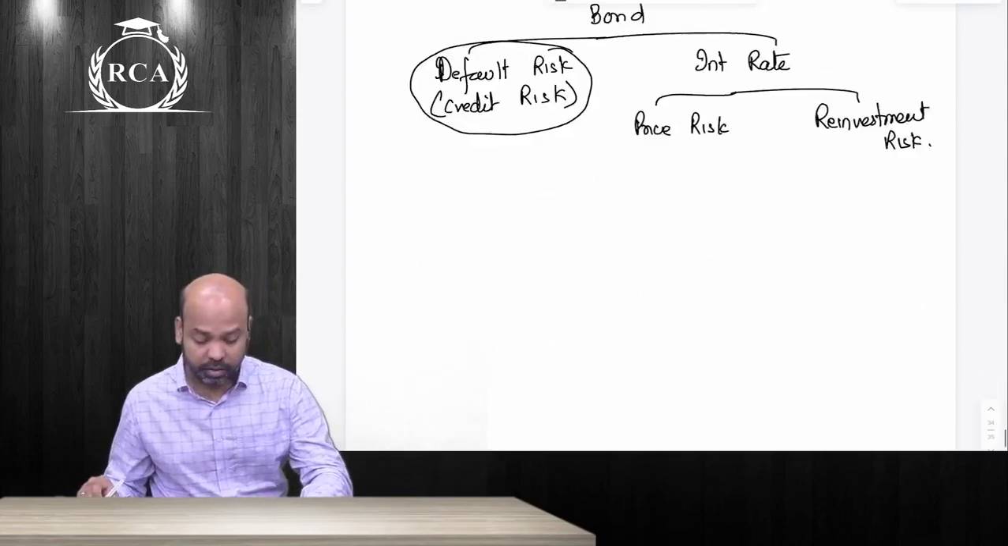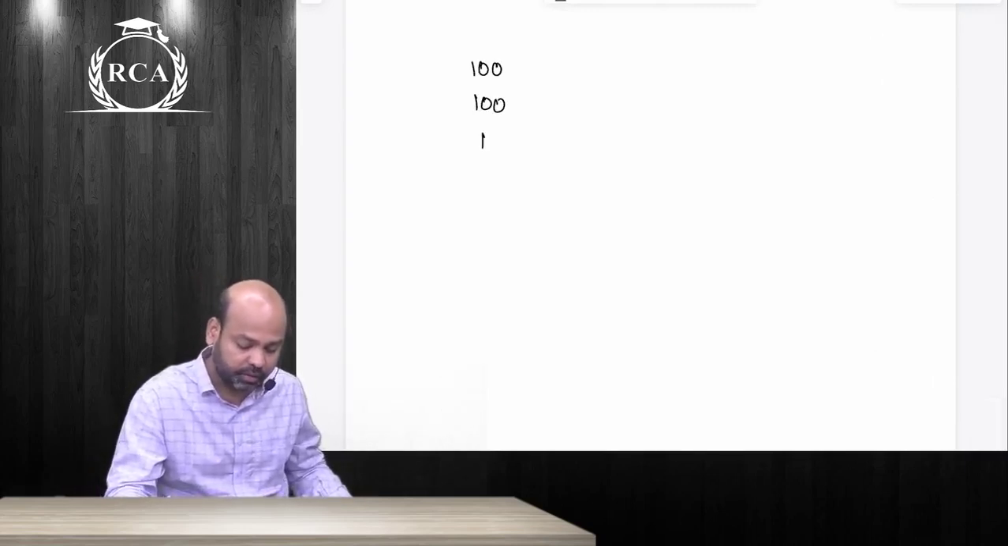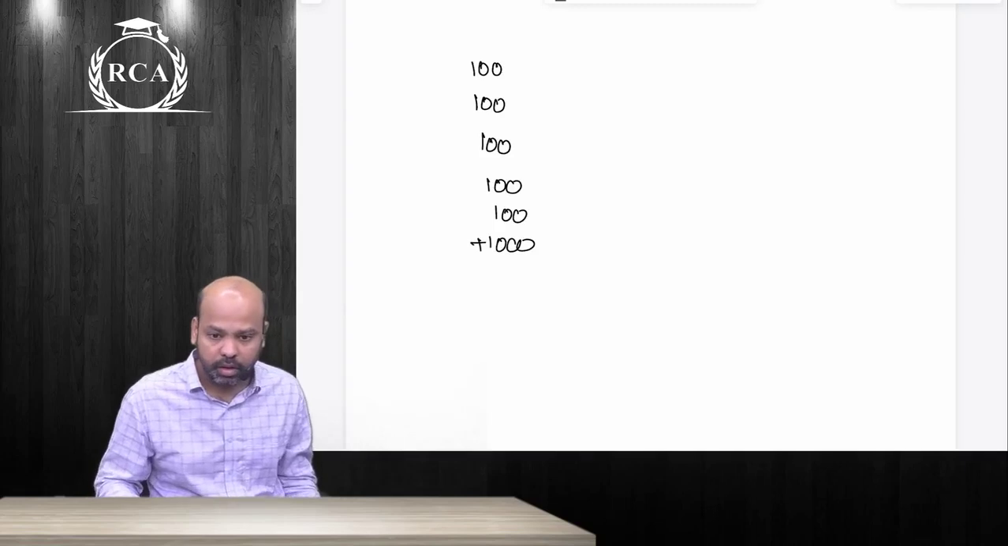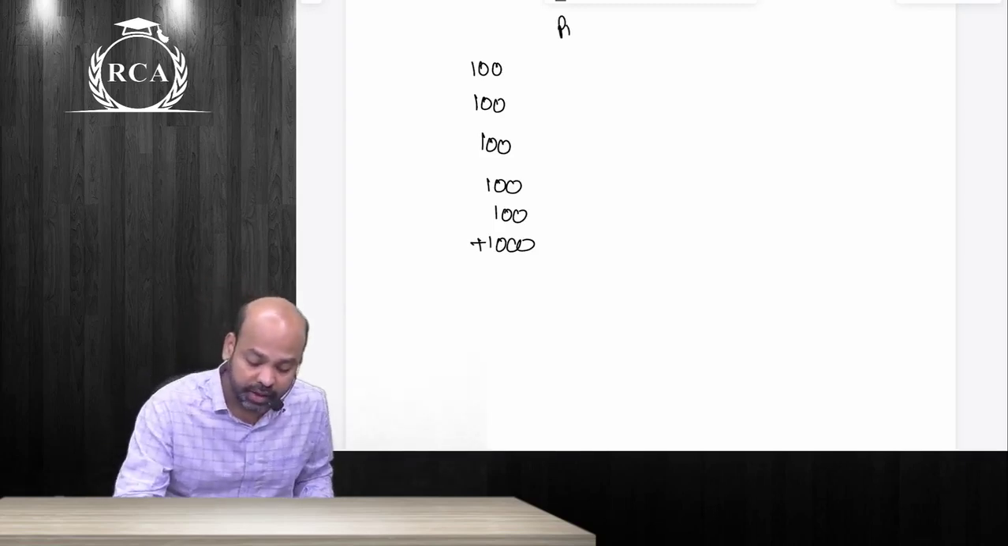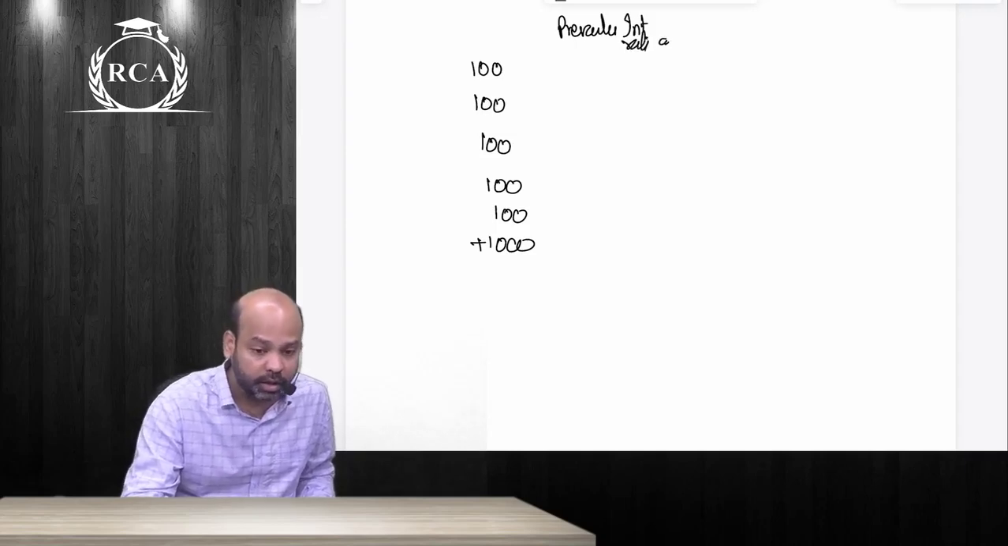I invested in a bond that is giving me an annual coupon of, say, beta, 100 rupees for the next 5 years. Plus, I will get my redemption value of 1000 at the end of 5th year. If the prevailing interest rates are 10%, I will be able to reinvest all the cash flows at what rate? 10%.